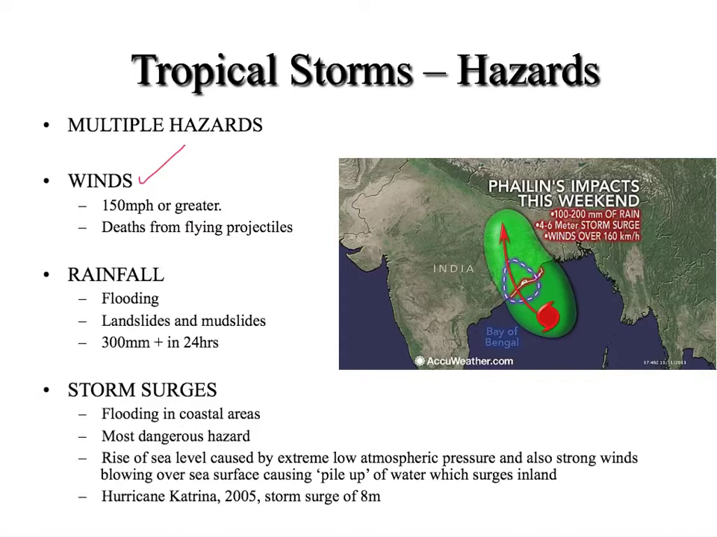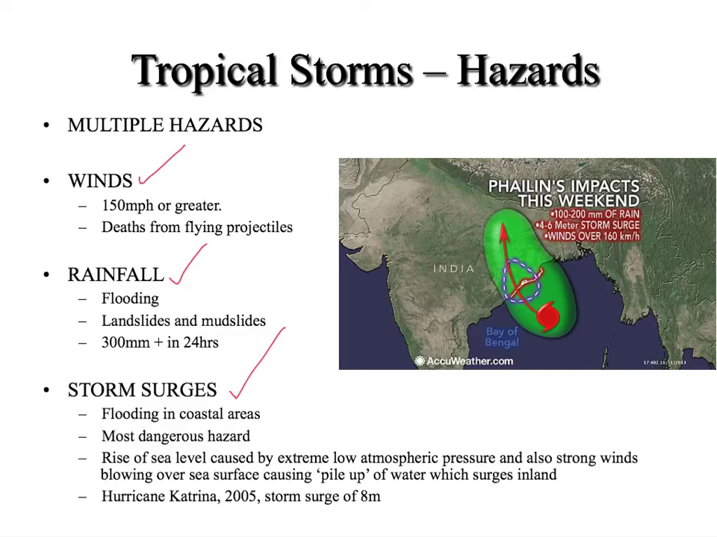directly from flying projectiles. Rainfall is incredibly intense, can cause flooding in the first instance, and also secondary hazards such as landslides and mudslides, which can wash away homes, roads, and again cause deaths. And the rainfall can be incredibly intense, 300 millimeters or even more within a 24-hour period. And finally then we have storm surges, and these cause flooding in coastal areas.